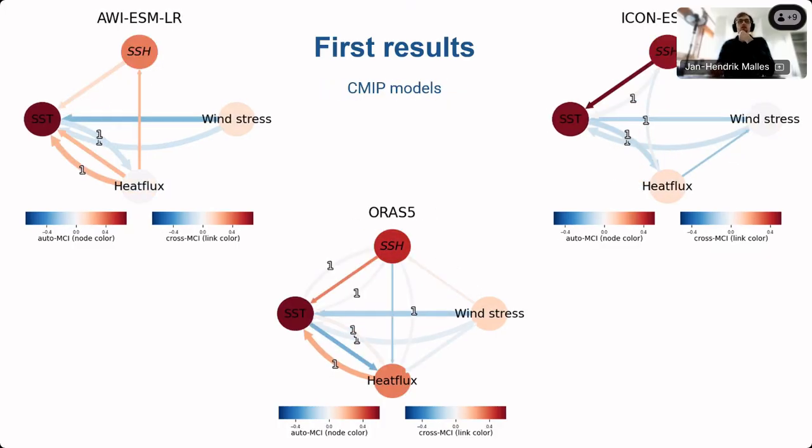And then I also did it for some CMIP type models from the same family, let's say, as the EERIE models, just to see what they show. So I took AVI ESM low resolution and ICON ESM low resolution from CMIP6. And here you actually see that this connection between heat flux and SSH is the other way around, with the opposite sign and direction compared to ERA5. Also this heat flux link here to the SSH.